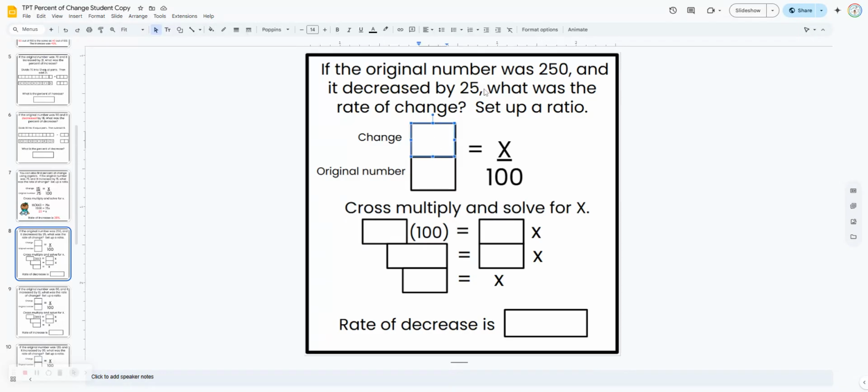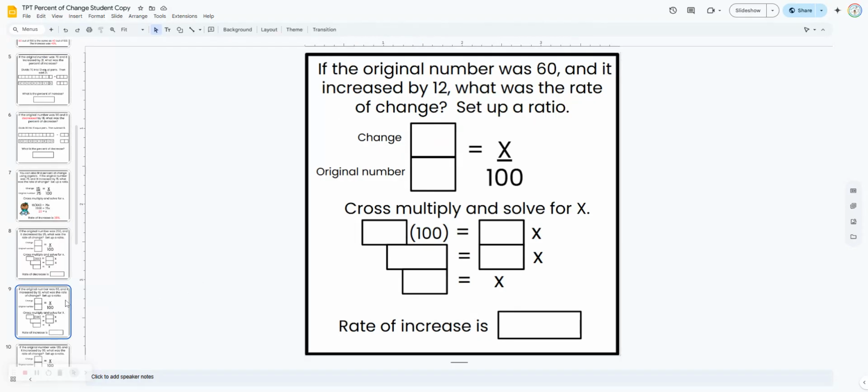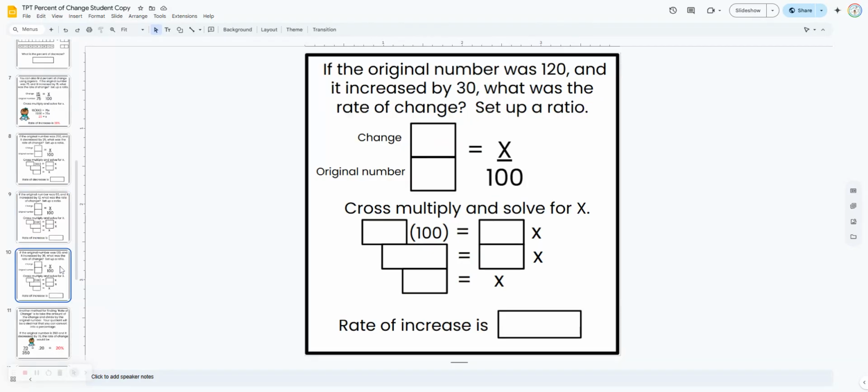The change, which is 25, over the original number, which is 250. They're going to use cross multiplication to solve. So the change, 25, times 100 equals 250 times x. And then they just go ahead and solve for x, which gives them the rate of decrease in that example. They're going to do that again on the next two slides.